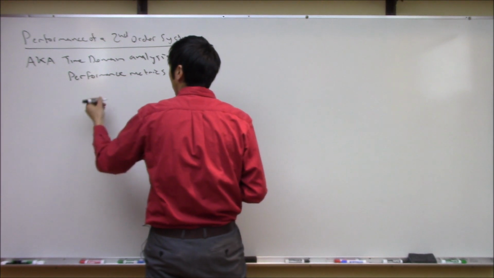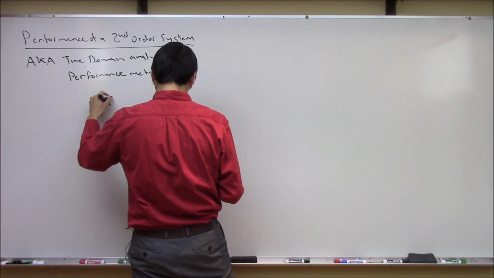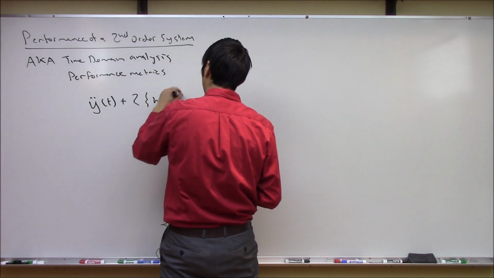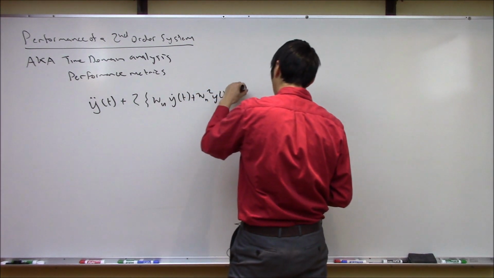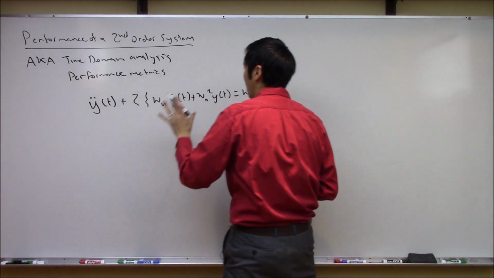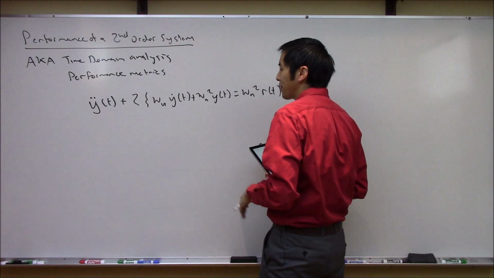So our second order system might look something like y double dot of t plus 2 zeta omega n y dot of t plus omega n squared y of t is equal to omega n squared r of t. So here's my second order linear non-homogeneous differential equation, right?